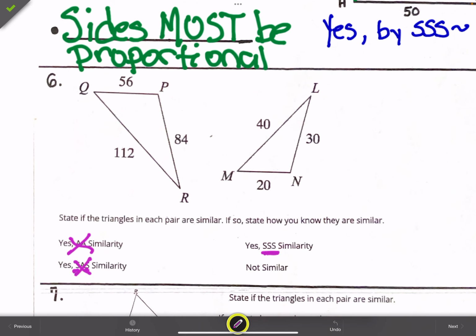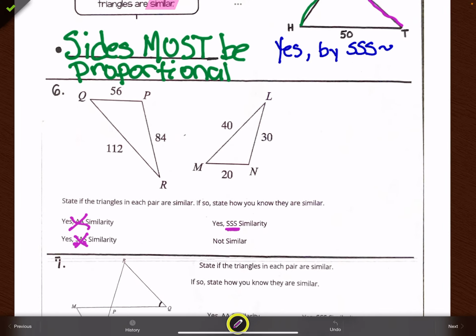So just by default, this picture that they're giving us is probably going to be side, side, side. But you cannot circle that until you set up your fractions. Again, it doesn't matter which triangle you start with. I tend to just start with whatever picture pops up first. So I'm going to start with triangle PQR, which is the bigger one here on the left.